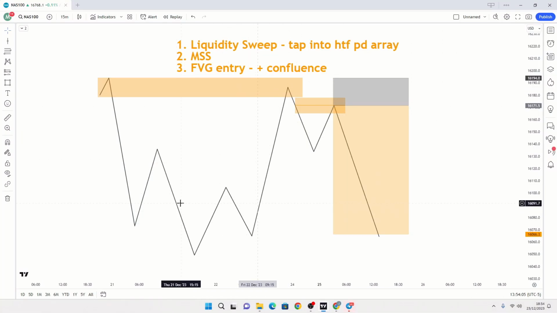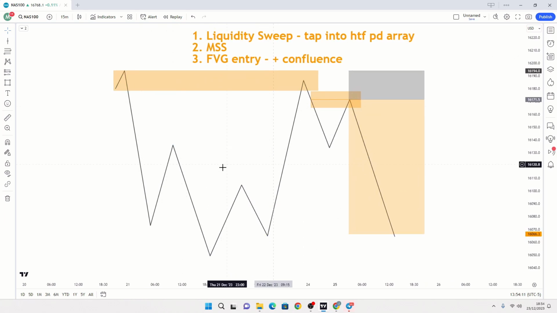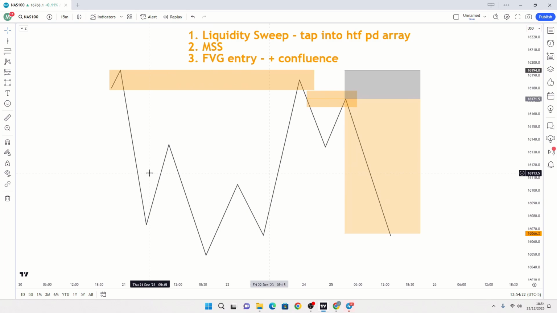Now to start off, fair value gaps work on any pair, any indice, anything. So fair value gaps work on all pairs. Secondly, this strategy works on any time frame. ICT does say time is fractal, so the patterns and strategies that work on the 1 minute should also work on the monthly chart. So time frame should not matter for this strategy.